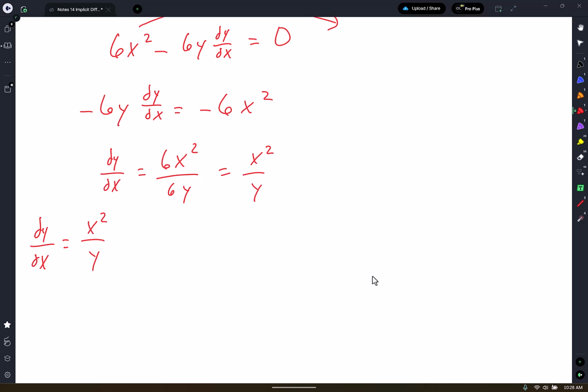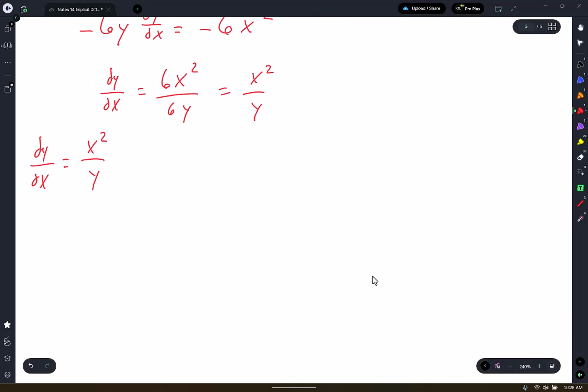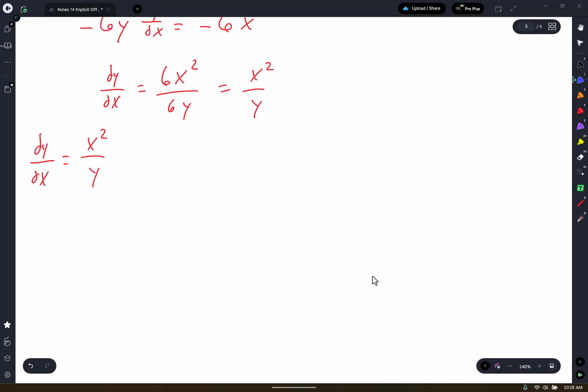All right, now I want to get the second derivative. So what rule do I have to use? Quotient. So here we go. I'm going to change colors so you can know that we're doing the second derivative. d squared y over dx squared equals, that means second derivative.